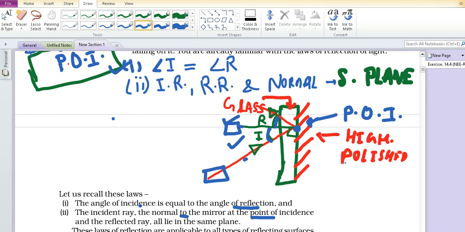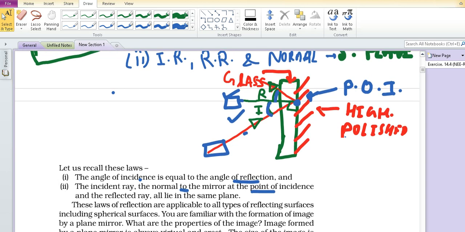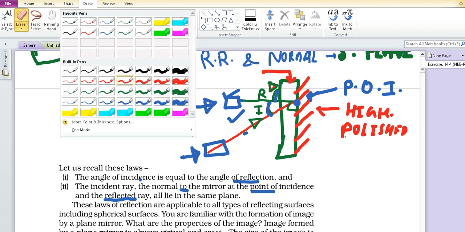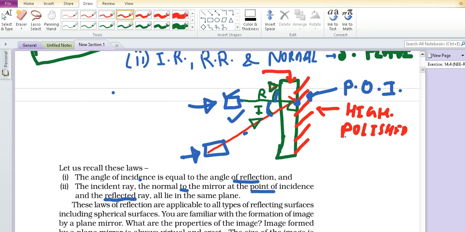उस इंसिडेंस पॉइंट ऑफ इंसिडेंस से जो नॉर्मल खींचेंगे, दैट इज द नॉर्मल. ये नॉर्मल है, ये इंसिडेंट रे है, और द रिफ्लेक्टेड रे, दैट इज द रिफ्लेक्टेड रे. और ये यहाँ आपको दिखा दूं, सॉरी, this is the reflected ray.